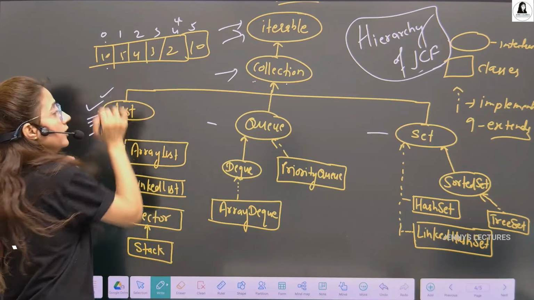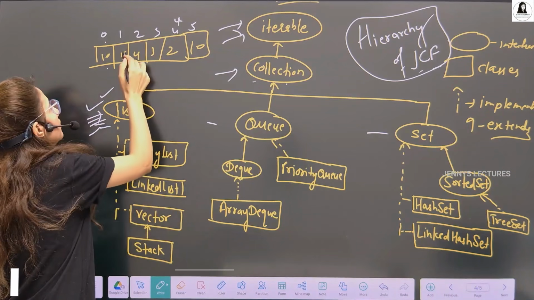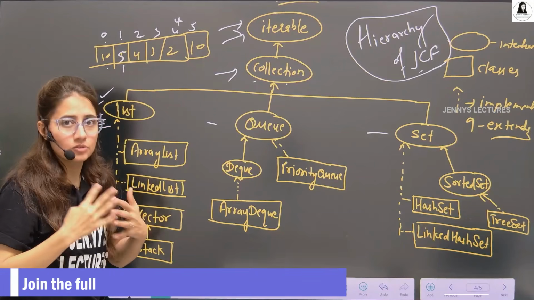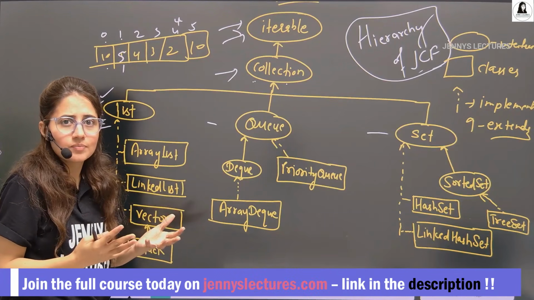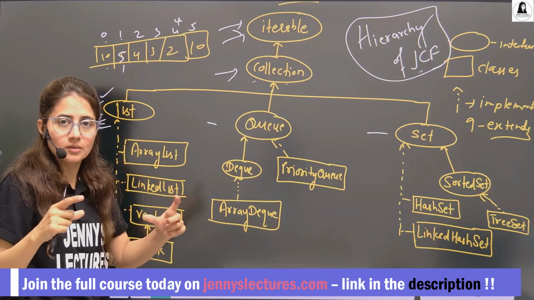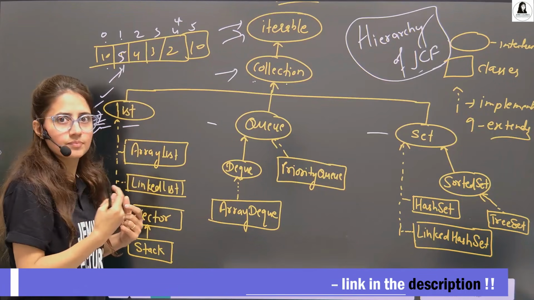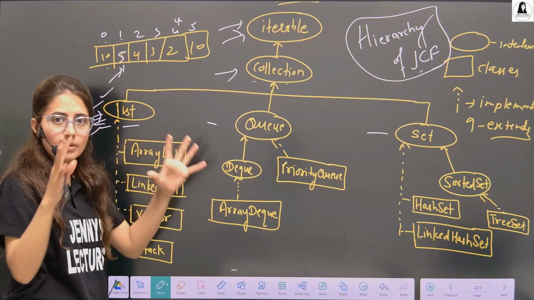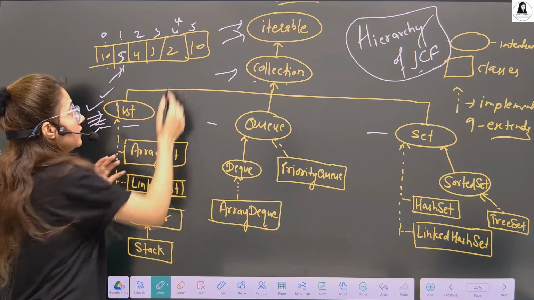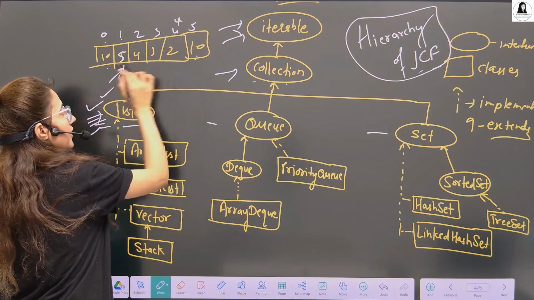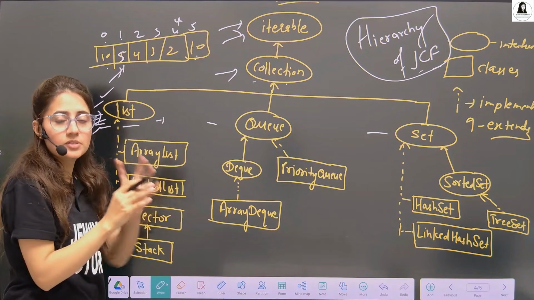If you have indexing on the data, that means it is ordered data, so the ordering matters. The 10 is at the 0th index, so it matters. This 5 is at index 1, so it matters. That's why indexing is there. So a List is an ordered collection of data. But see, duplicates are also allowed: 10 and 10. So this is List, the interface.